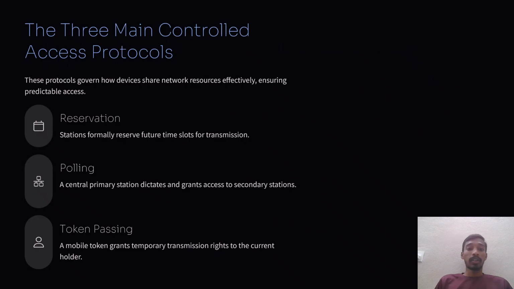There are three main controlled access protocols. These protocols govern how devices share network resources efficiently, ensuring predictable access. Reservation: stations formally reserve future time slots for transmission. Polling: a central primary station decides and grants access to the secondary stations. Token passing: a mobile token grants a temporary transmission right to the current holder.